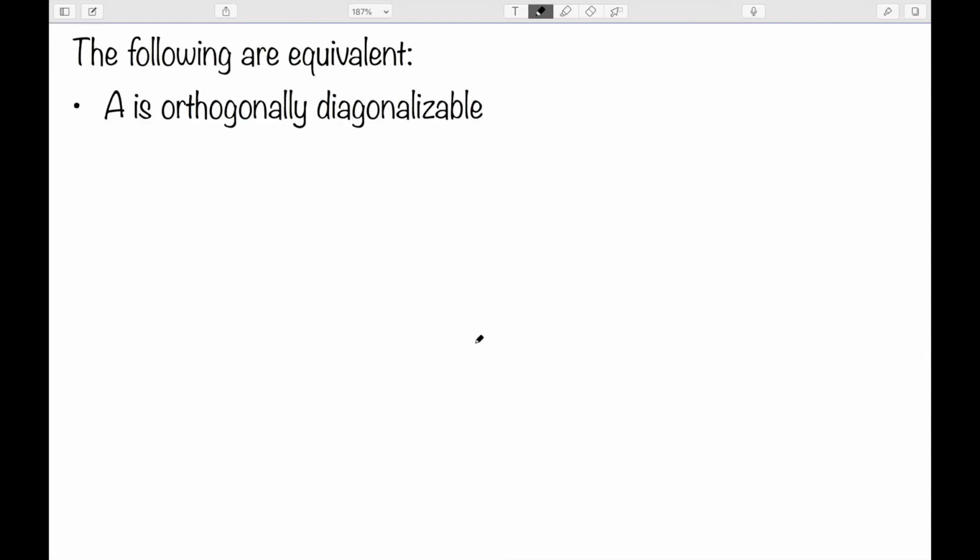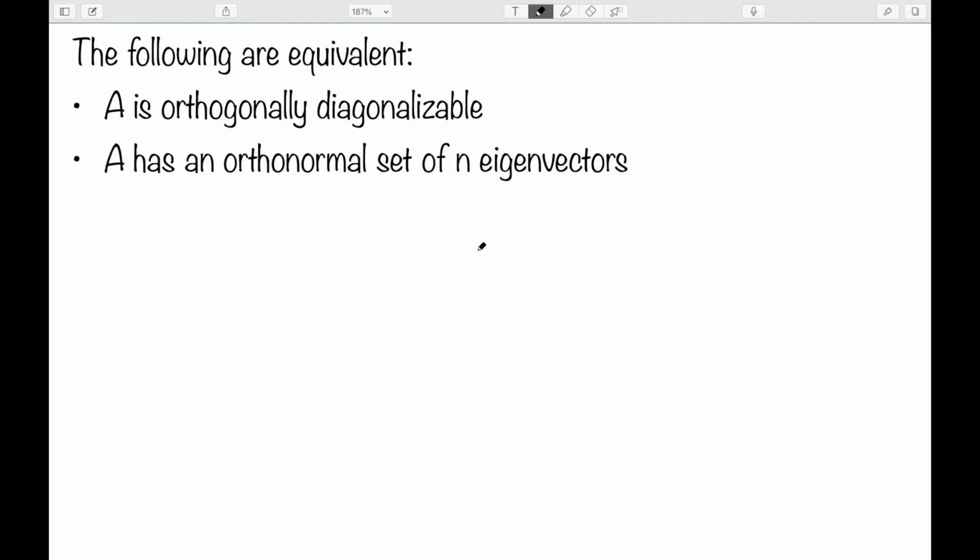So if we have a square matrix A, we can say A is orthogonally diagonalizable, and there are a couple of ways we can say that equivalently. If it is orthogonally diagonalizable, it's going to have an orthonormal set of n eigenvectors. And it's also going to be symmetric. So if it is symmetric, it's guaranteed to be orthogonally diagonalizable. And any matrix that's orthogonally diagonalizable will be symmetric. And they will have an orthonormal set of eigenvectors.